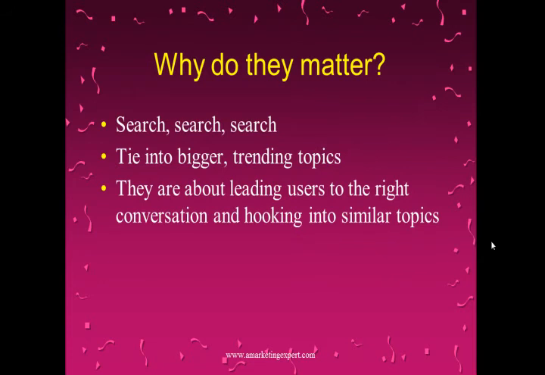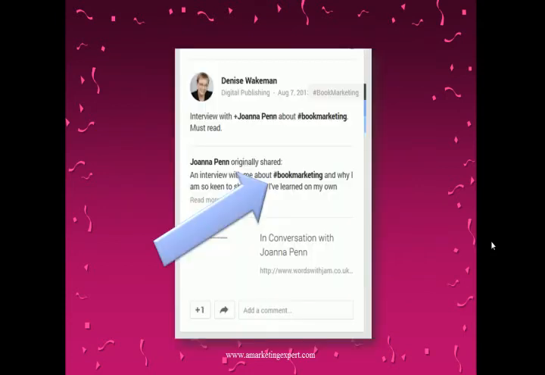Now, hashtags started on Twitter because when Twitter was first created, there was no real way to search the various tweets and the topics and whatnot. So pound and a keyword became a very popular way to track certain conversations. Now, hashtags have become pretty much global when it comes to social media. You can tie into bigger trending topics. And really what hashtags are is they are about leading readers, leading new followers to your topic. And I'm going to show you in just a second what that looks like.